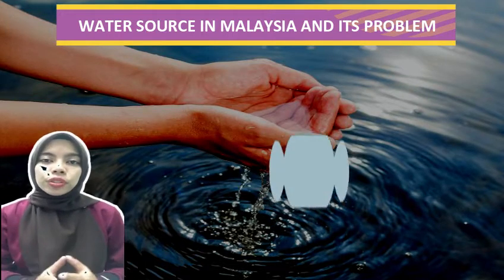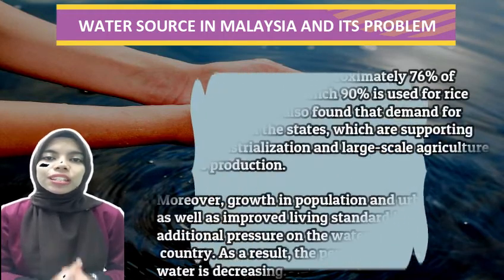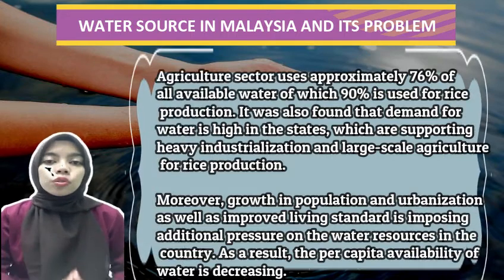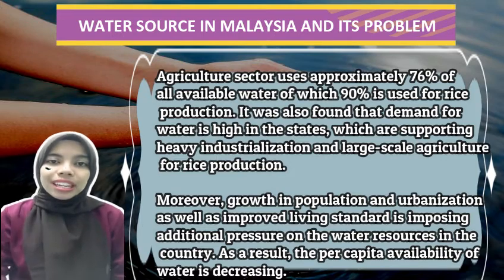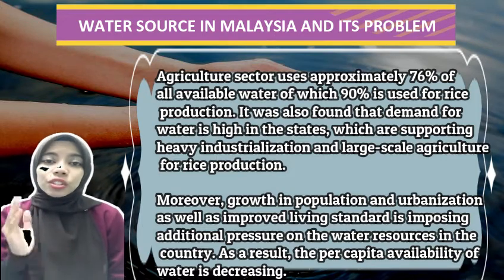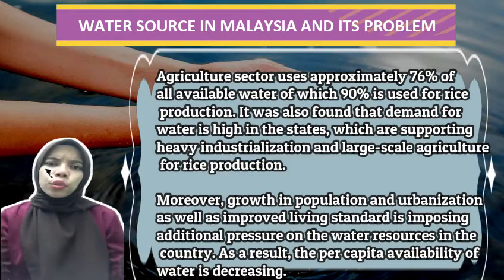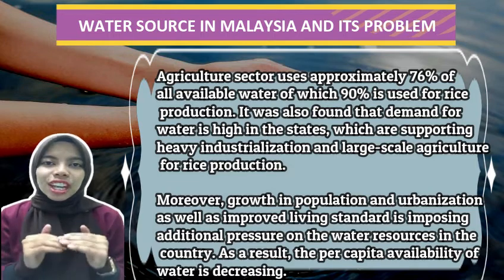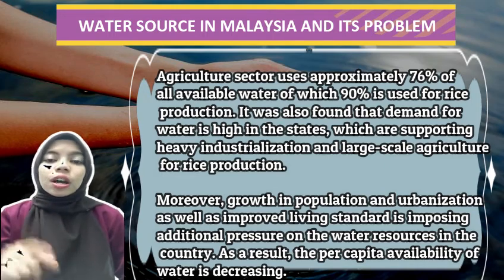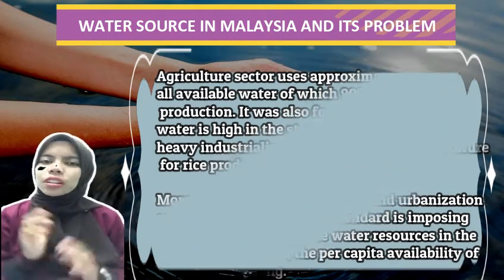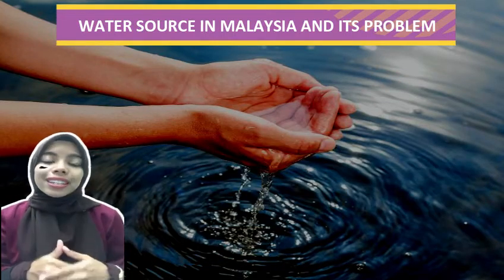The agriculture sector uses approximately 76% of all available water, of which 90% is used for rice production. It was also found that demand for water is high in the states which are heavily supporting industrialization and large-scale agriculture for rice production. Moreover, growth in population and urbanization, as well as improved living standards, are imposing additional pressure on the water resources in the country. As a result, the per capita availability of water is decreasing.